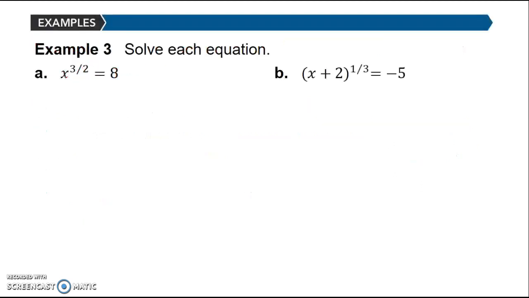So here's an example. We have x to the 3/2 is equal to 8. So the thing that we need to do here is raise each side to an exponent that's equal to the denominator. Our denominator is 2, so we're going to square each side. 3/2 times 2 is just 3. 8 squared is 64. So to solve for x, we're just going to take the cube root of each side to get that x is the cube root of 64, or 4.